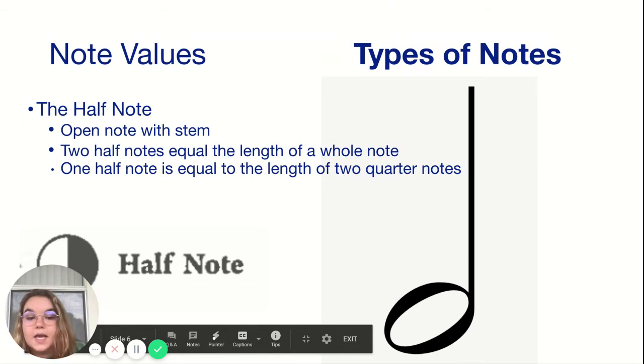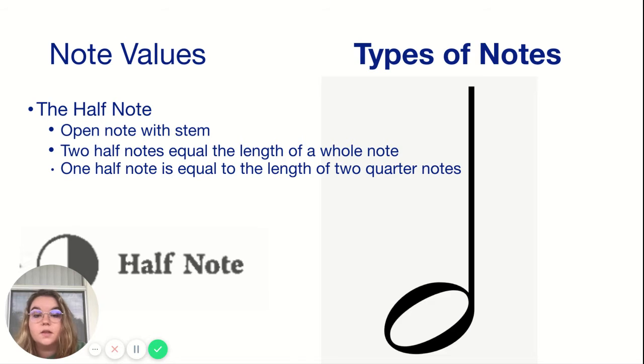The next note is the half note, which is an open note, see it's not filled in, with a stem, and 2 half notes equal the length of a whole note. 1 half note is equal to the length of 2 quarter notes. Again, our pie chart shows us that 1 half note is half the value that the whole note is. So if you put 2 half notes together, that's equal to 1 whole note.